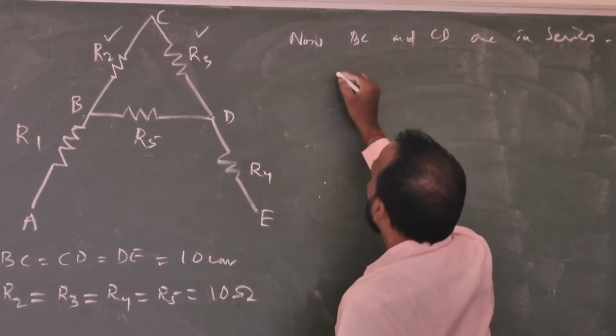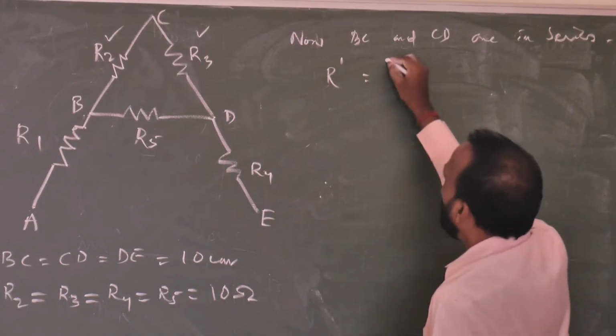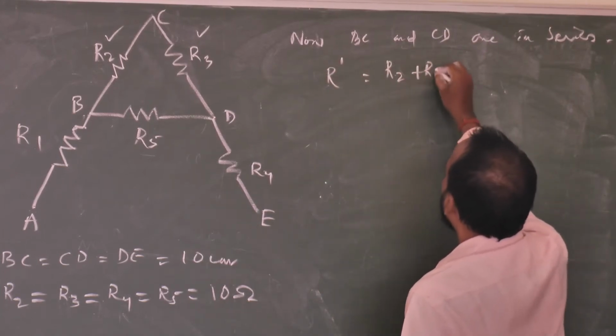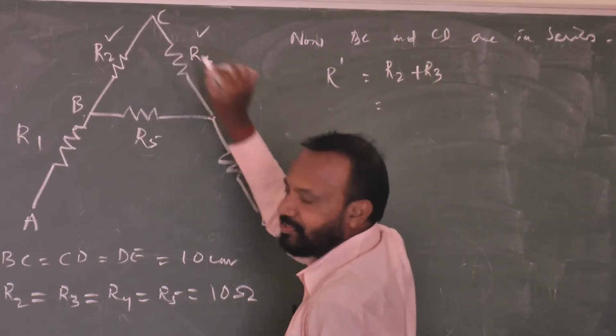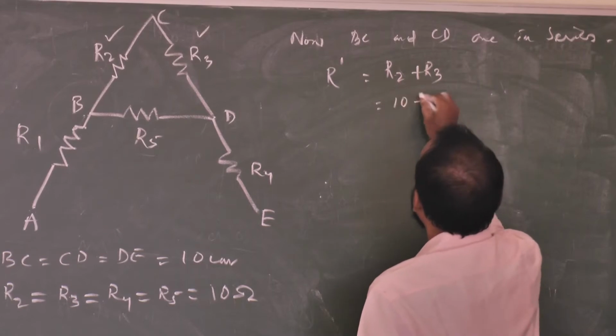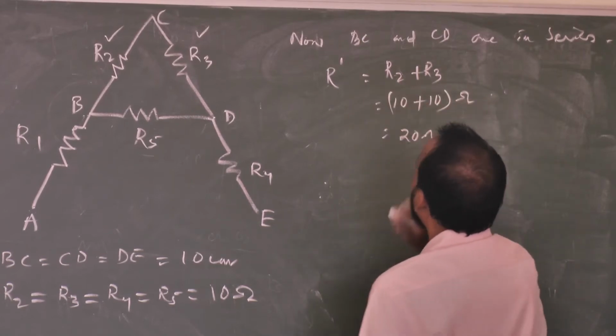That is why the effective resistance R', suppose R' equals R2 plus R3. R2 plus R3, how much is it? Each is 10 ohm. This is 10, this is 10. How much will it come? 10 ohm plus 10 ohm. This is 20 ohm. Okay.